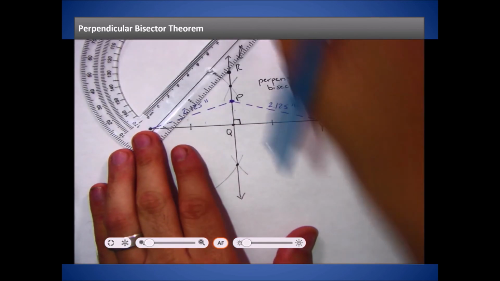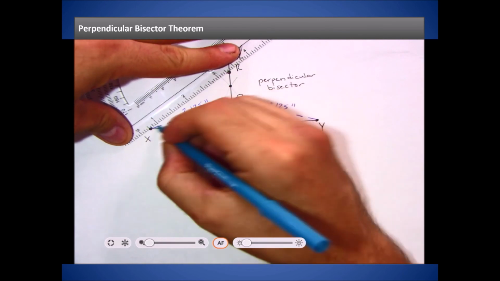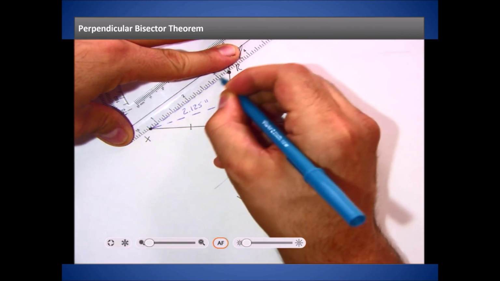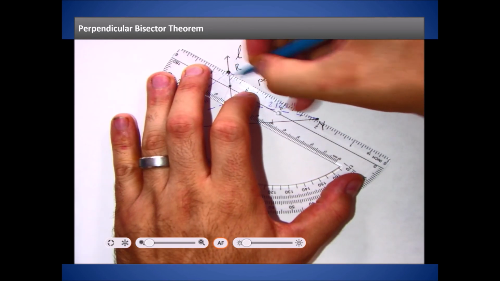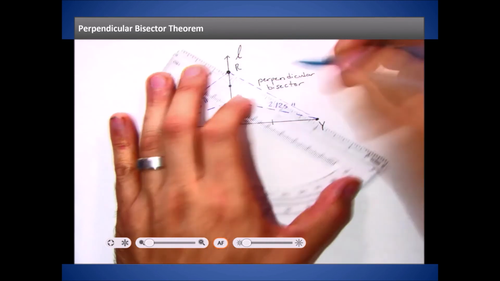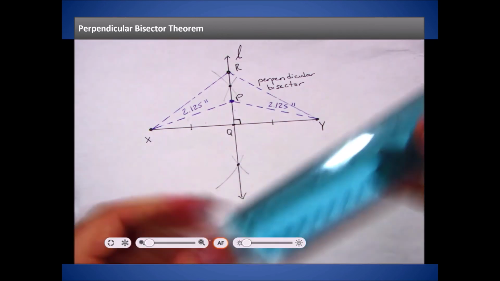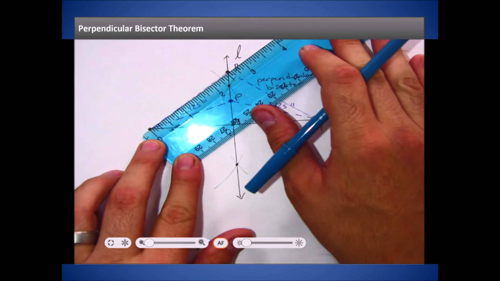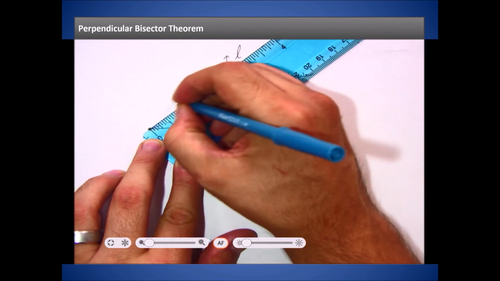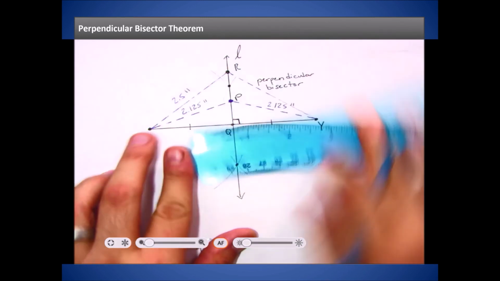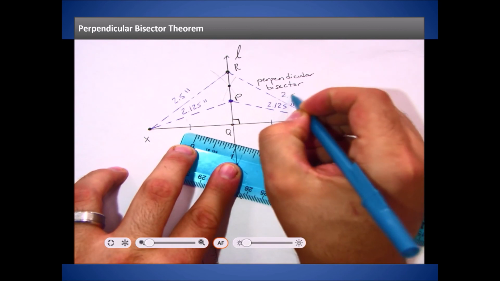And again, I want to do the same thing. I want to see if that distance is the same. Okay, so if I measure that distance now, that's about 2.5 inches. If I go here, again, 2.5 inches. So it's the same thing.